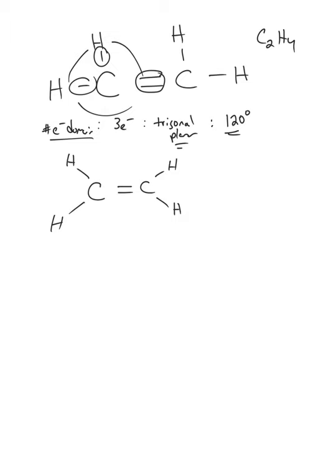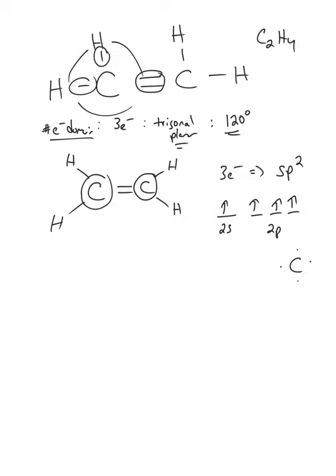Okay? All right, so now what's happening here? What is the hybridization of each of the carbon atoms? Well, if you have three electron domains, what's the hybridization? sp2 from our last lecture. So what that means is each carbon, again, its valence shell, one of its electrons in the 2s jumps into the p, creating four singly occupied orbitals. And that's why carbon has got four dots around it, okay?